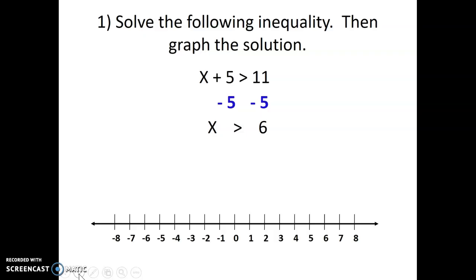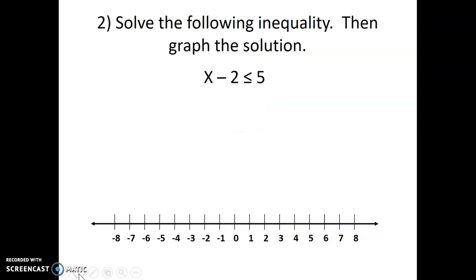I can check that by plugging it back in. Is 6 plus 5 equal to 11? Yes. But I don't want 6, right? I want all the values that are greater than 6. So I'm going to have an open circle at 6, and I'm going to graph all the values that are greater than 6.